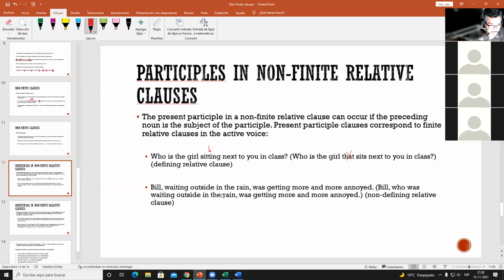"Bill, waiting outside in the rain, was getting more and more annoyed," right? "Bill, who was waiting outside in the rain," right? Because that "who" is referring to Bill, I can erase it. Therefore, I can reshape the verb phrase "was waiting," which is tensed, into a non-finite verb phrase. How can I do it? Erasing the idea of tense, which is the verb "was."